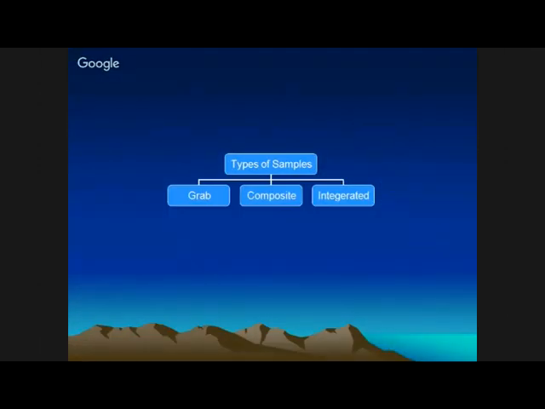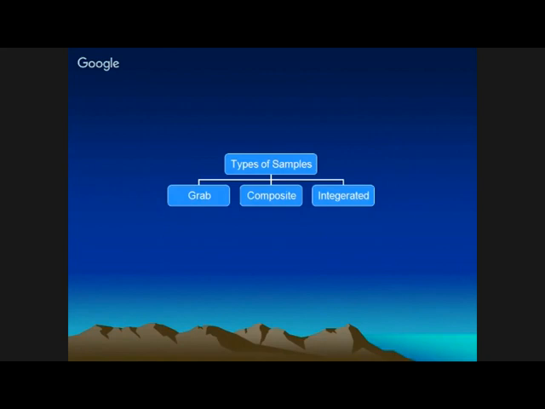Generally there are three types of samples that we collect from the field. One is the grab, another is composite, third is the integrated. Depends on the source of pollution. If there is only one source, single source, you go to that site, you collect the sample, you take 1 liter, 2 liter, 5 liter, 100 ml according to the parameters that you have to analyze. Immediately you collect the sample, seal it and send to the laboratory.